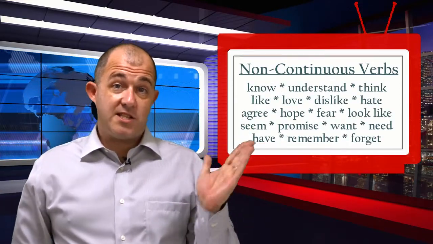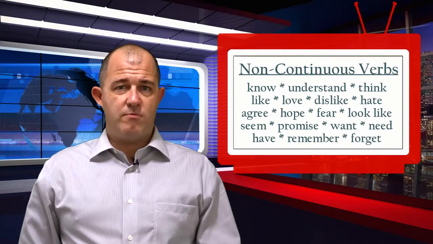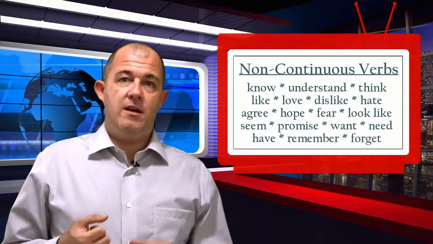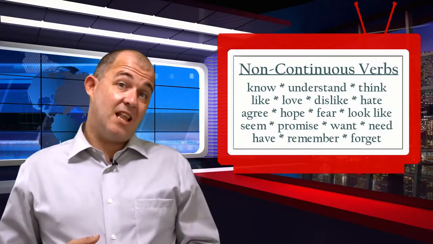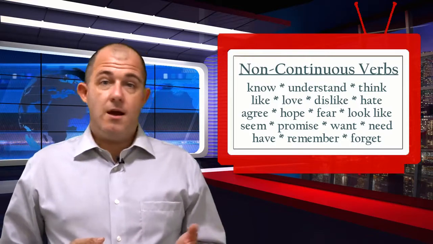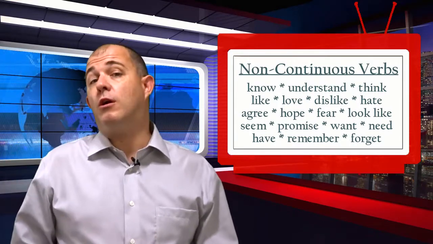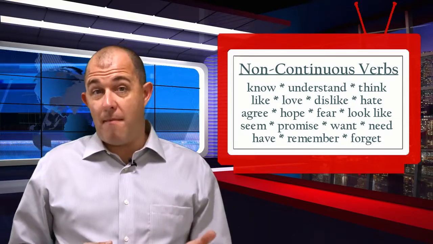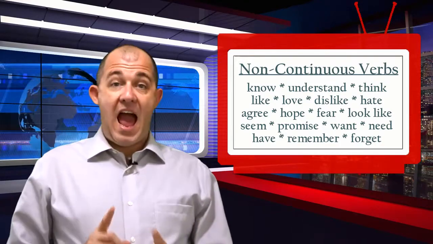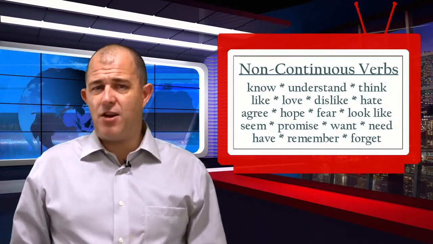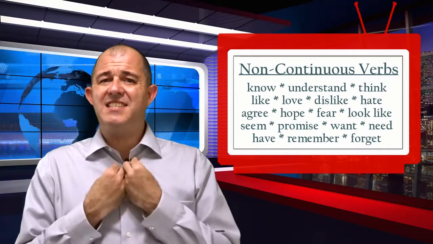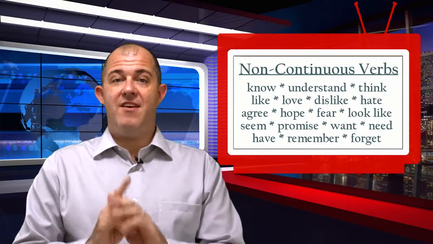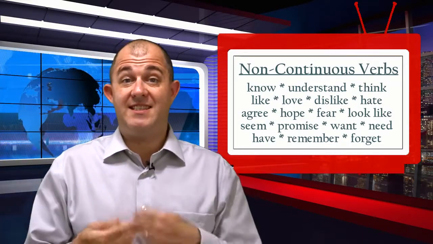Here is a small list of these kinds of verbs. We have verbs like know, understand, think. We have like, love, dislike, hate, agree, hope, fear, look like, seem, appear. We have other verbs like promise, want, need, have, remember, forget. All of these are verbs that happen inside us, not out in the world. So usually they are in a simple tense rather than a continuous tense.